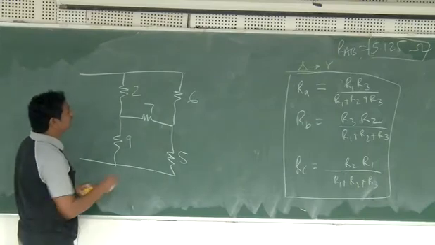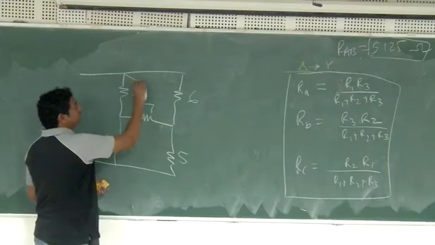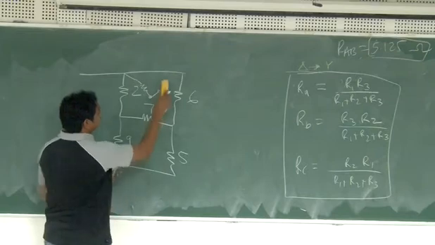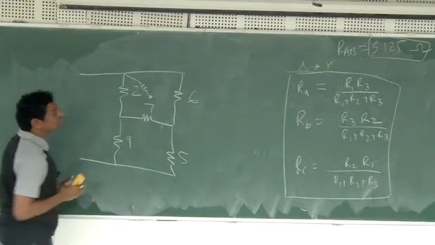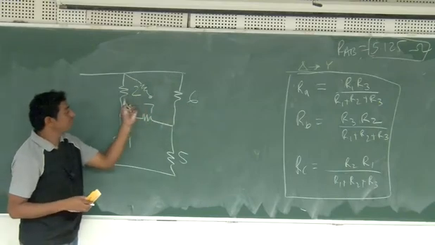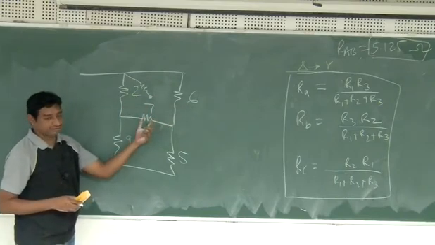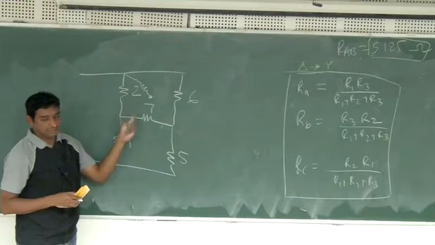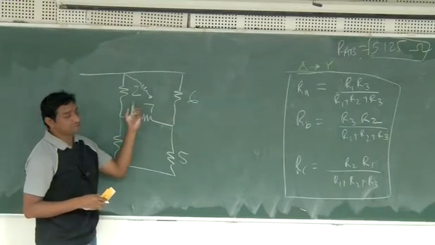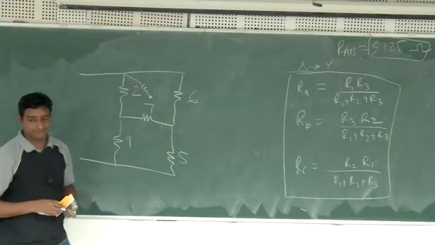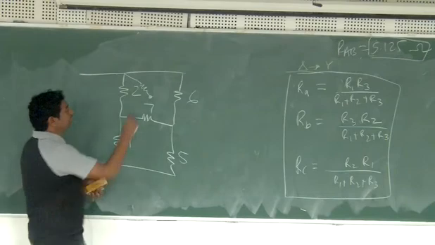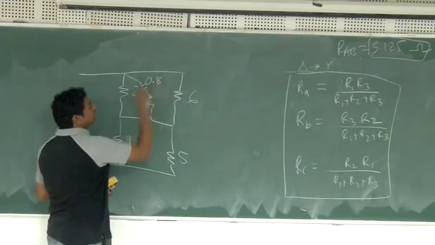Okay, so now I want this. What is the value of this? 2 into 6 divided by 2 plus 6 plus 7. Okay. 6 plus 2 is 8. 8 plus 7 is 15. 6 into 2 is 12, 12 by 15, 4 by 5. How much is that? 0.8.